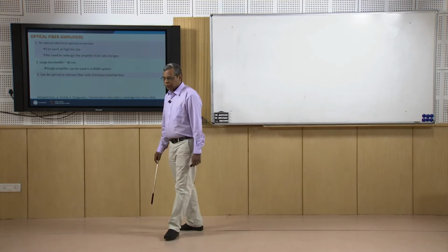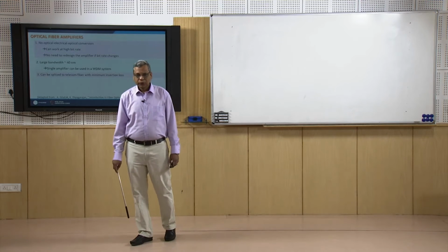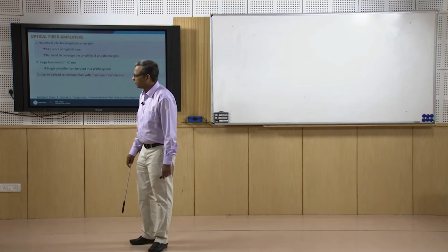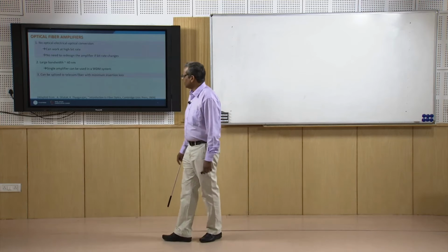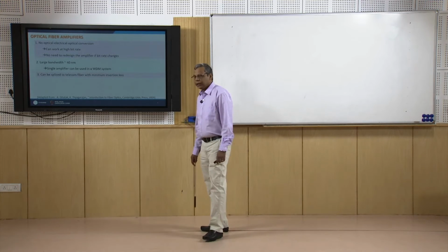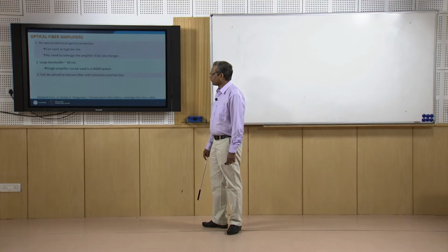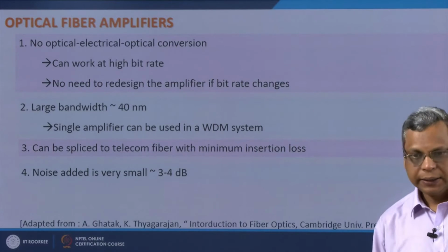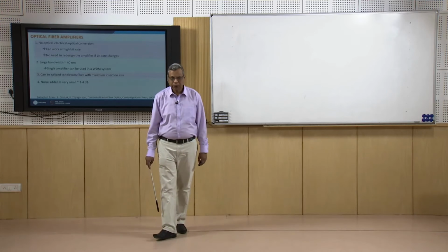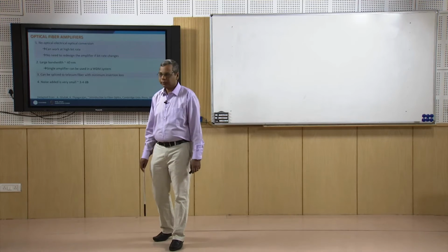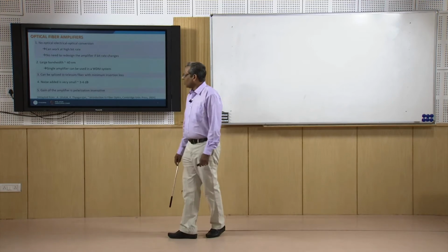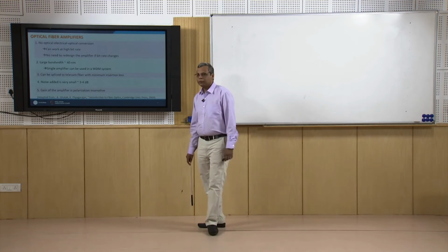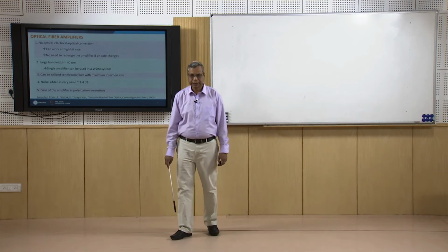Since it is in fiber geometry itself, you can simply splice this fiber with the telecom fiber with minimum insertion loss, and the noise added by this amplifier is very small. Typically it is 3 to 4 dB. Also, the gain of the amplifier is polarization insensitive.